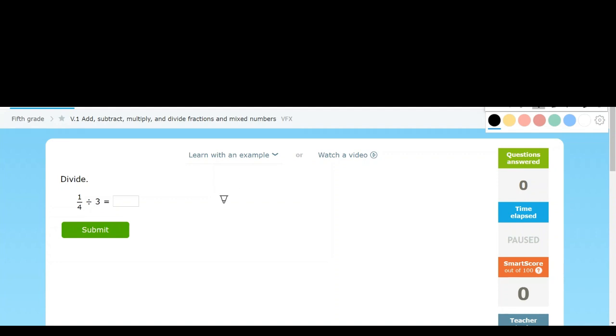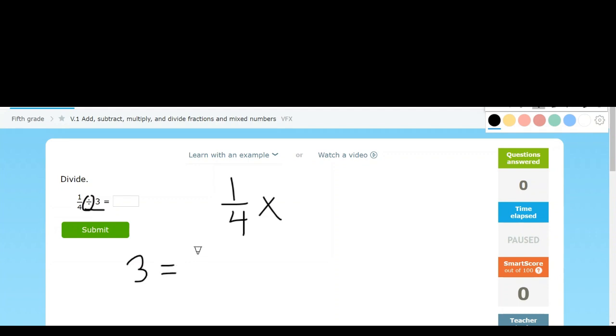Here's another one. Notice how we're dividing a fraction by a whole number now? This may look confusing at first, but the process is still the same. You just have to remember three things. The first number stays the same. And then we change the division to multiplication. And then we find the reciprocal of 3.